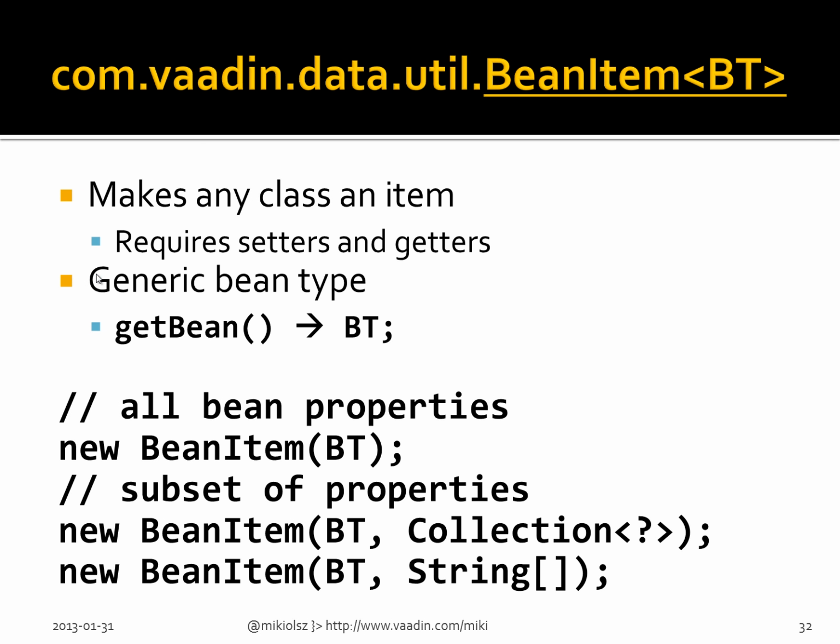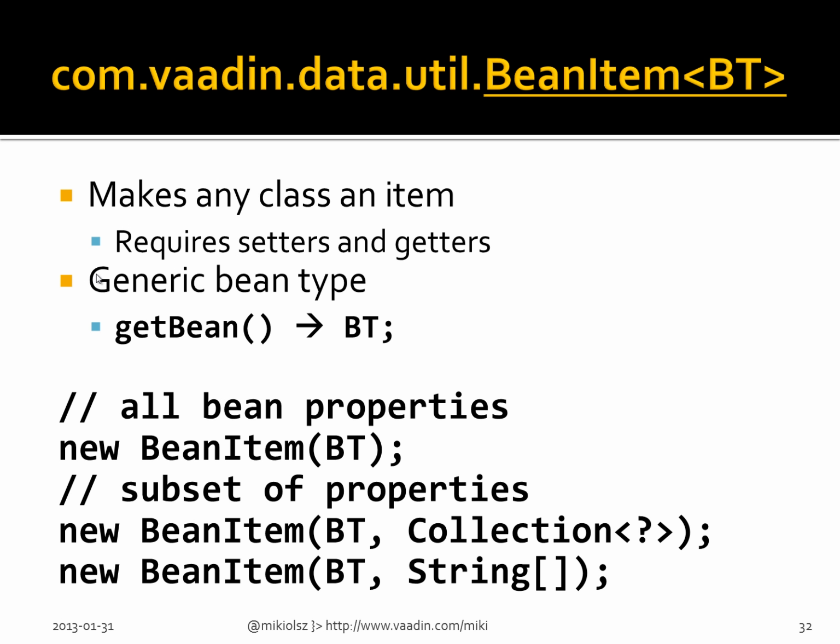Let's move on to items. So probably the most commonly used item is a bean item. So it makes any class that has setters and getters an item, so fitting our data model. And it's generic over bean type. So if we call a method getBean, we will get exactly the underlying class without any casting.